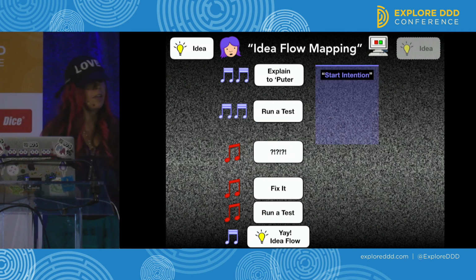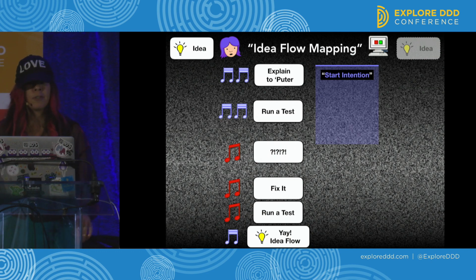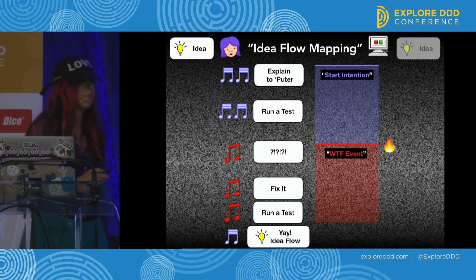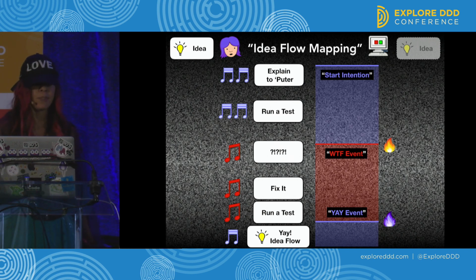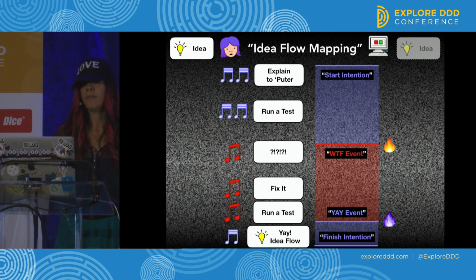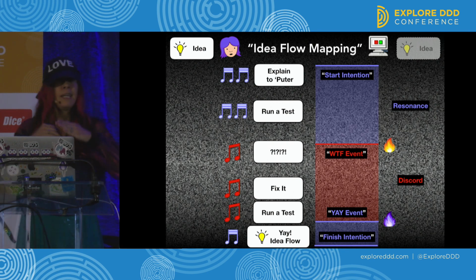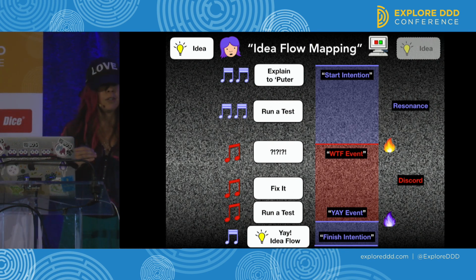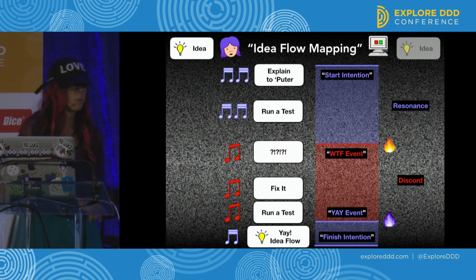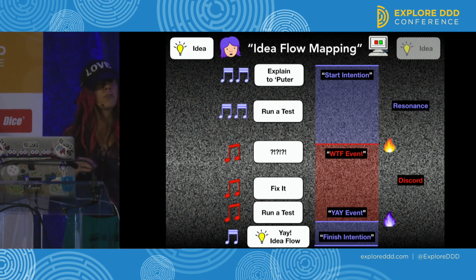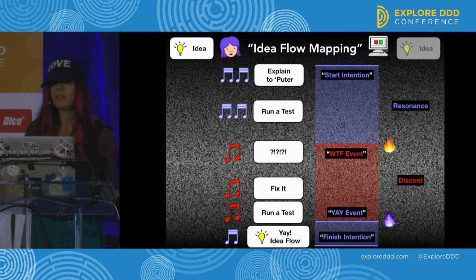So we're starting an intention as our first event. Then at this point of confusion, we started calling these the WTF events. And the yay events are when we resolve that discord. And then here I finish the intention. So we can think about these different bands of time as this period where we're in a state of resonance and this period when we're in a state of discord. And as we're working through these intentions, we run into friction relative to this thing that we're trying to do.